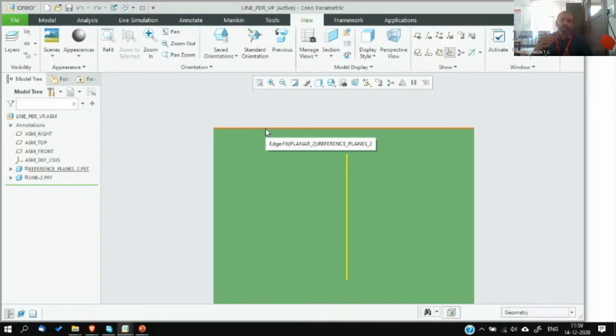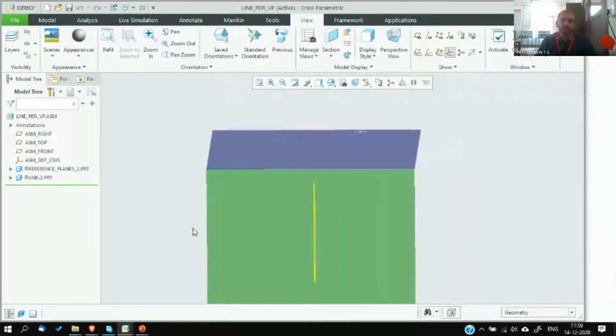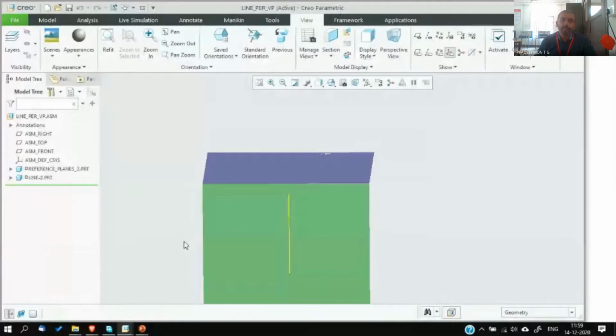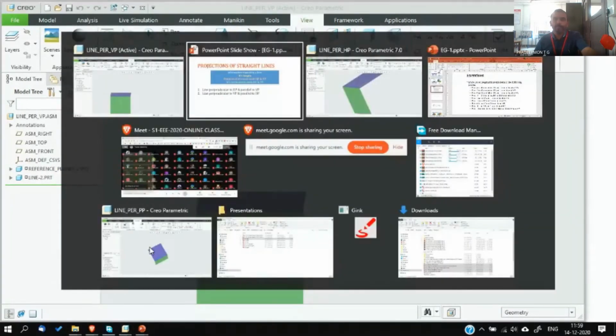And when the line is perpendicular to the HP, the front view will be a straight line which is perpendicular to the XY line. And in both the cases, the line is parallel to one of the planes. In this case, when the line is perpendicular to the VP, the line is parallel to HP. So when the line is parallel to HP, the top view will be of the same length as that of the original line. So that also we can see. Now coming back to our position in presentation.